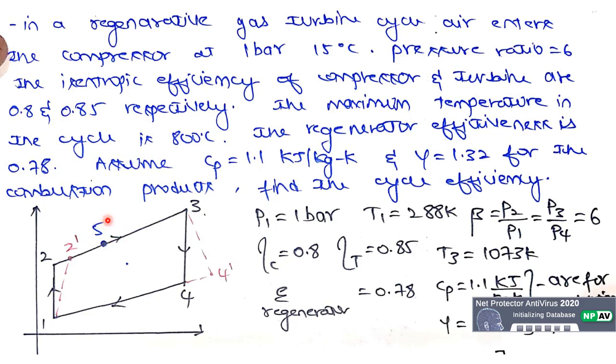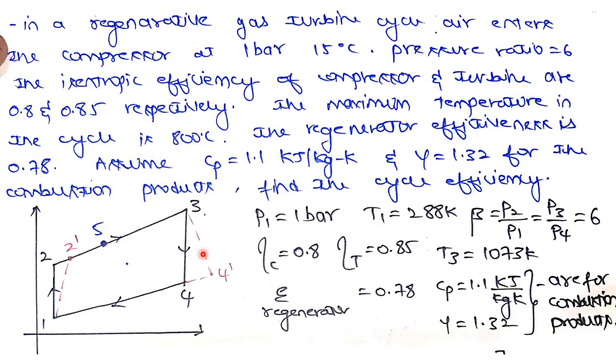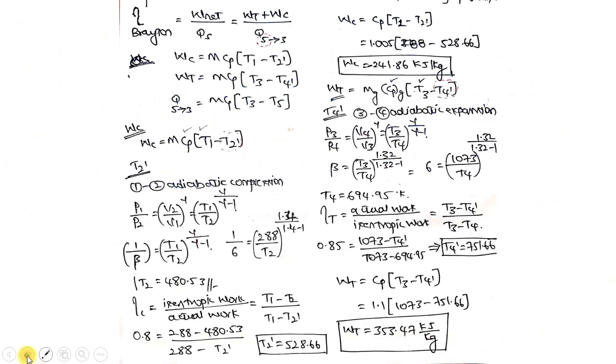Now, what is the turbine work output? Turbine work output is nothing but m Cp initial minus final again. So initial is 3, but final is not 4. It is 4 dash because the turbine efficiency is given. So all those things are noted down here: WC, WT and Q 5 to 3.